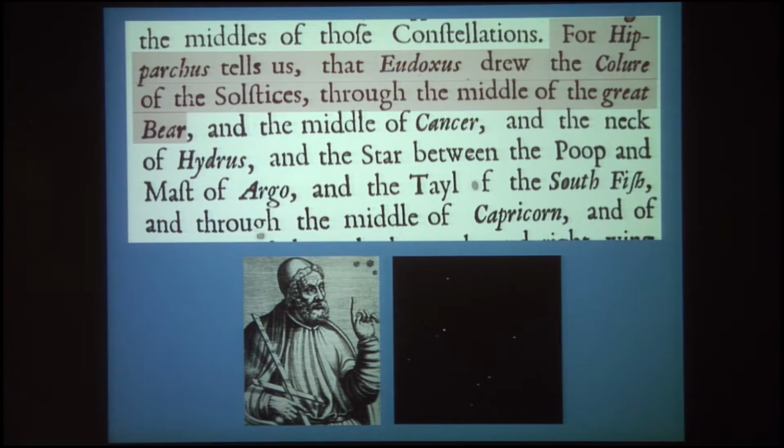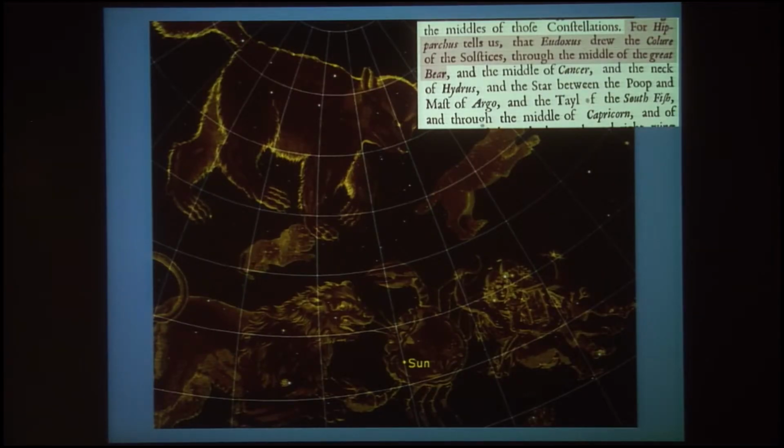Here's one. Hipparchus tells us, says Newton, that's a text from Newton, that Eudoxus, again, it can't be Eudoxus, this is what Hipparchus is saying, drew the colure of the solstices through the middle of the Great Bear. Now, what Newton is going to do is take remarks like that and try and turn them into numbers. Now, how are you going to do that? All right, so this is a Great Bear.